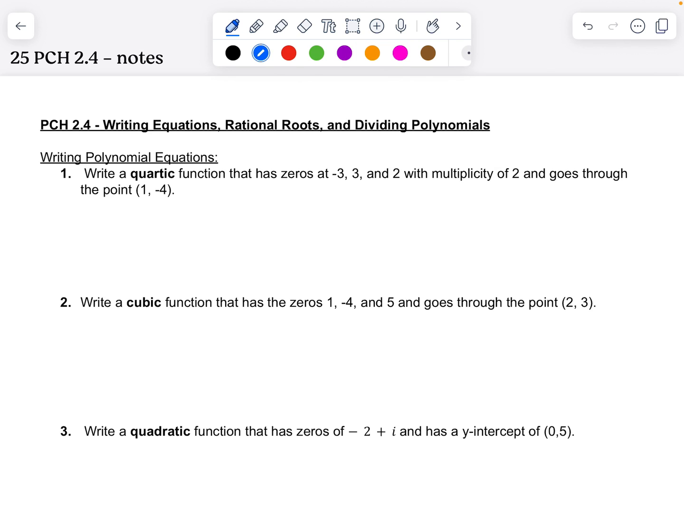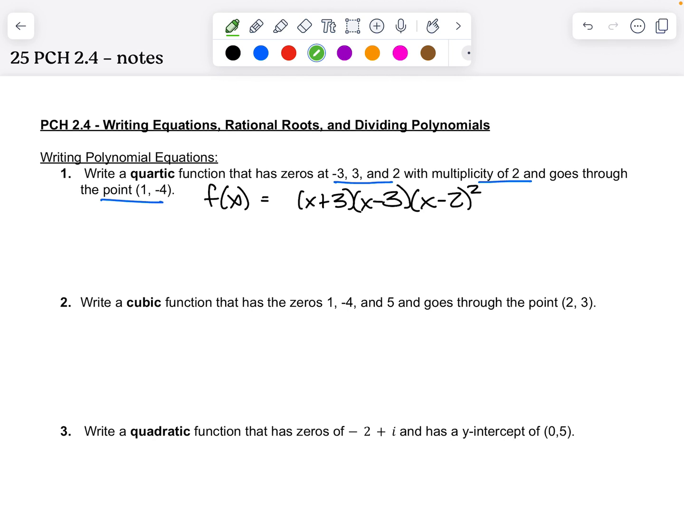So we're going to write a quartic function that has zeros here, and 2 has a multiplicity of 2. Then it goes through this point. Well, using those zeros, I know the factored form of this polynomial is x plus 3, x minus 3, and x minus 2 with a multiplicity of 2 means that that factor is squared.